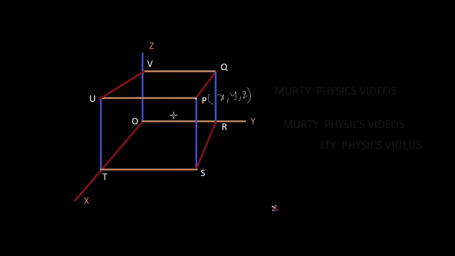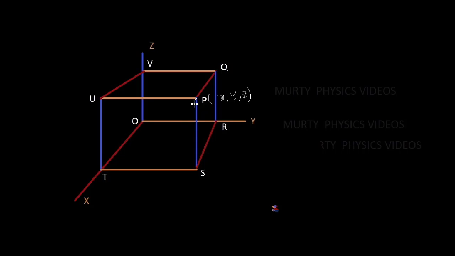This is the cuboid. In this is the point P. Coordinates are given to be x, y, z. X coordinate is x, y coordinate is y, z coordinate is z. What is the meaning of this?